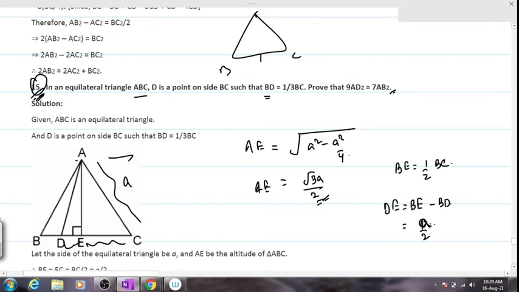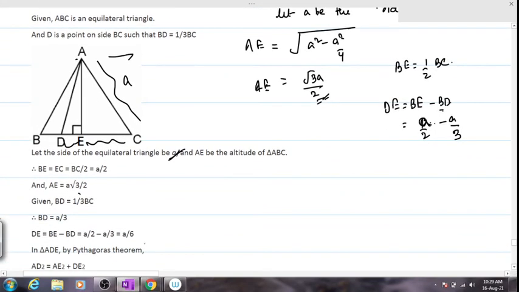And it is A by 2, where I have to consider that let A be the sides of the equilateral triangle. Minus BD is how much? BD can be written as 1/3 of BC, yes or no? So 1/3 of this in terms of BC will be A by 6, yes or no? Confirm.